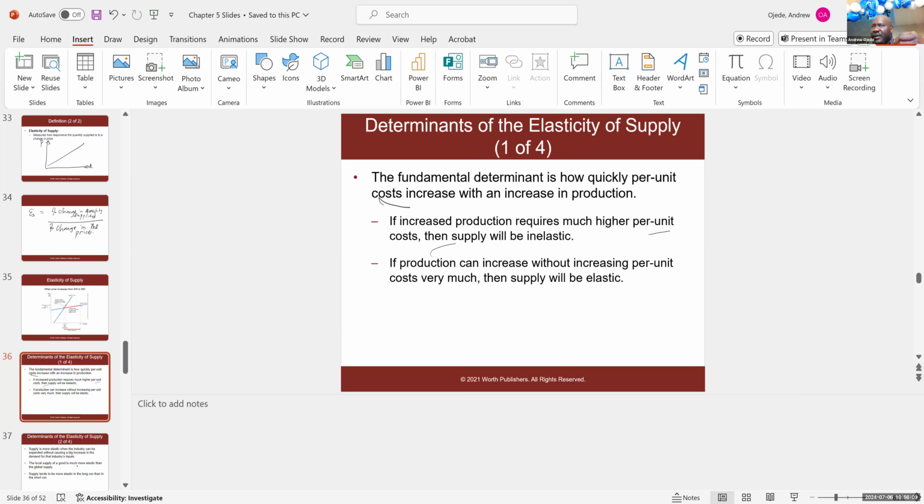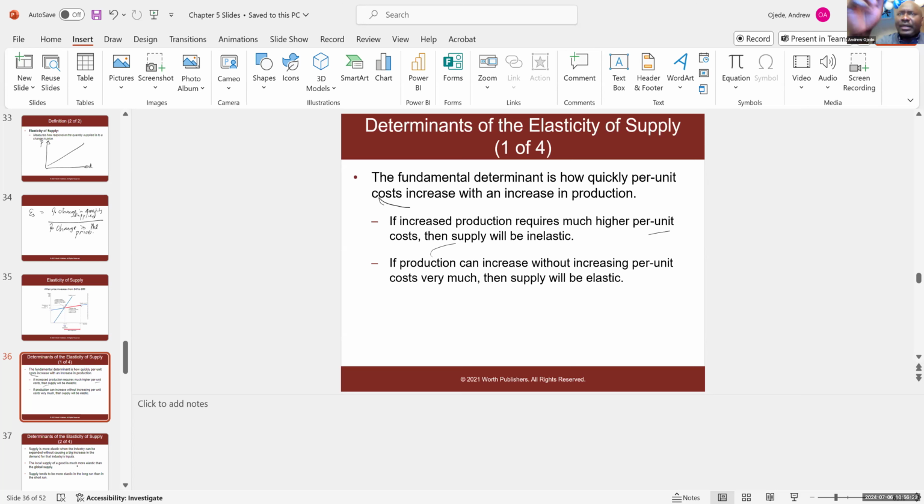But if a good has elastic supply, that basically means that the per unit cost of producing that good is very small. So any increase in price is going to trigger a disproportionately larger increase in quantity supplied by the suppliers of that good. The supply curve.